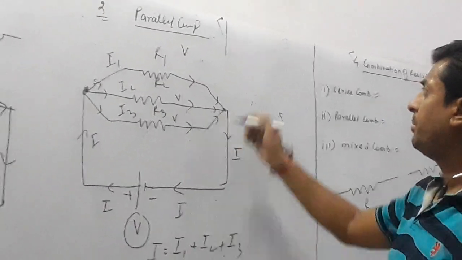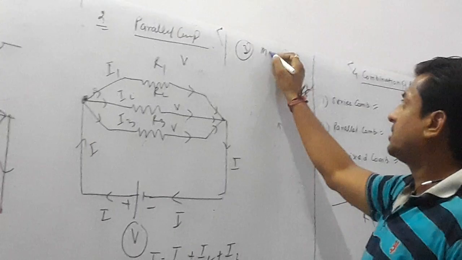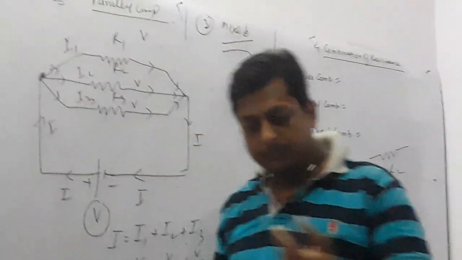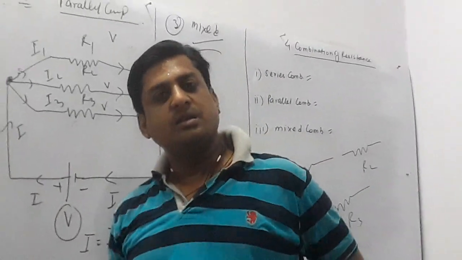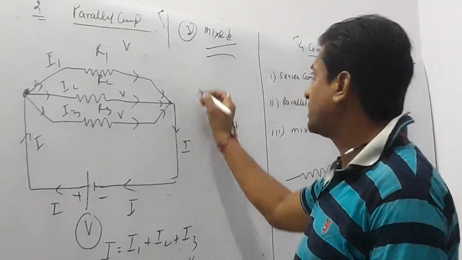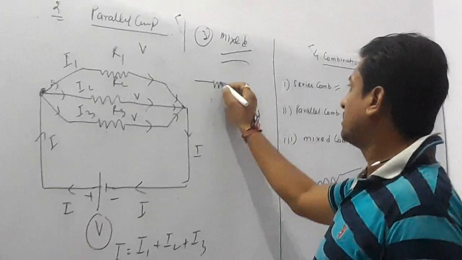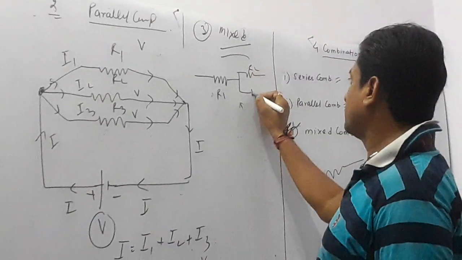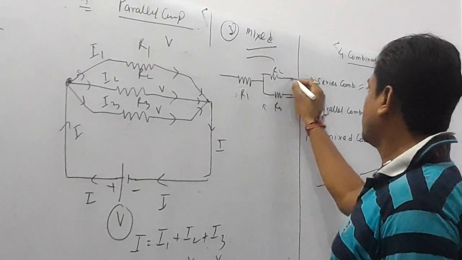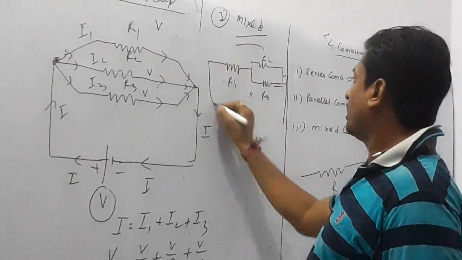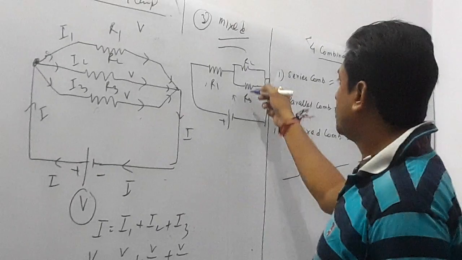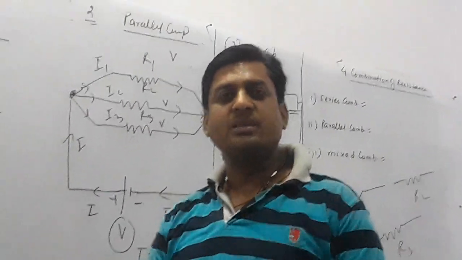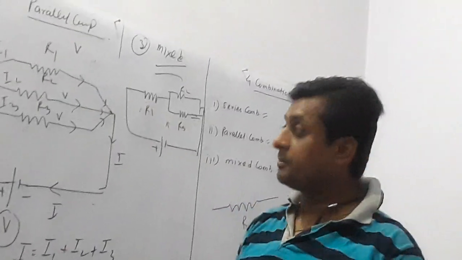The third one is mixed combination. Mixed means a type of circuit in which some resistors are connected in series as well as some in parallel. For example, this is R1, this is R2, this is R3. Now you can see these two are in parallel, and series also, meaning series and parallel are both present in one circuit. Then the combination is known as mixed combination.